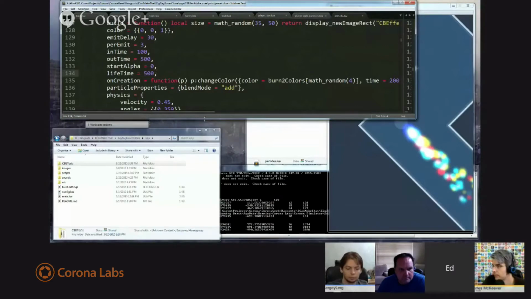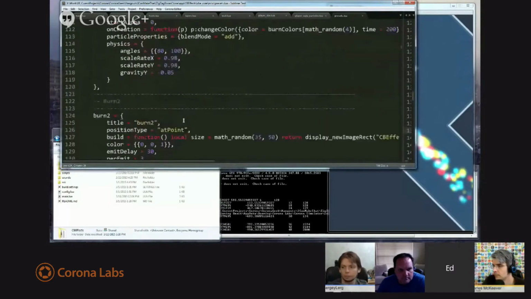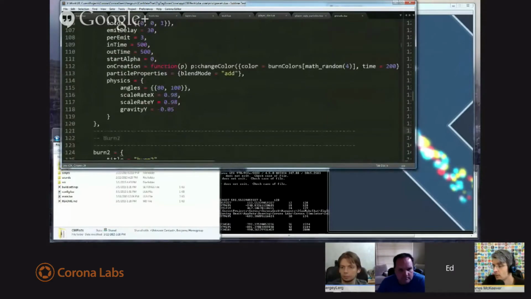So let's see what else. A big one was, if you look at this, it's got a physics parameter. Now the physics parameter is telling you how this is going to behave physically in the world. Is there going to be gravity? Is it going to be ejected in a particular position, etc.? So the angles controls the ejection of the particles. What it's saying here is that the particles would be ejected between 80 degrees and 100 degrees relative to the object or the vent.